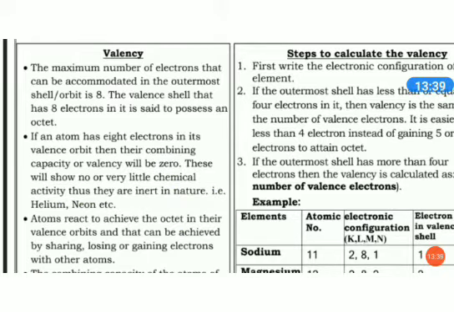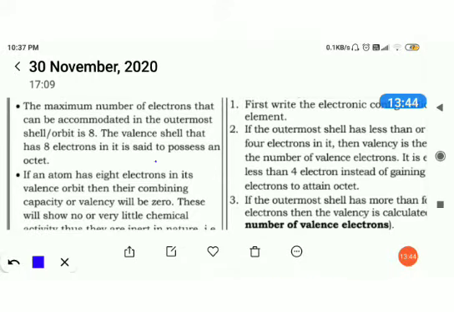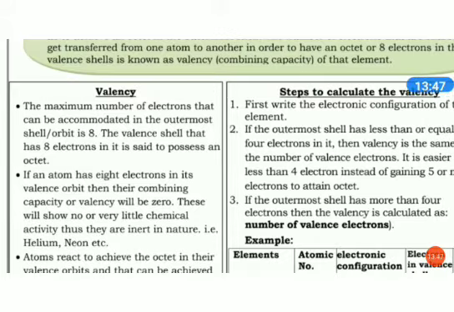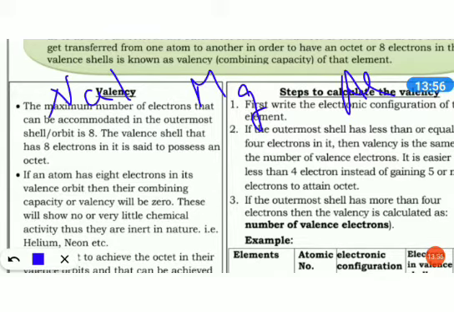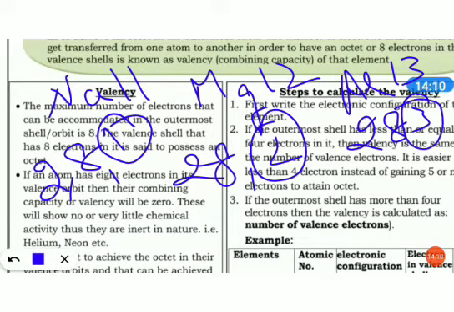So that means if any element has electrons in its outermost shell, let us take an example of sodium, magnesium, aluminium. Atomic numbers are 11, 12 and 13. Configurations are 2,8,1, 2,8,2 and 2,8,3. So it has 1 electron, 2 electrons and 3 electrons in its outermost shell. So these three atoms lose electrons, forming valency +1, +2 and +3.